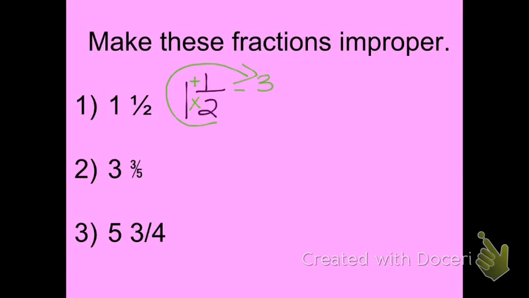That's our top number. How do we get the bottom number? Just bring it over. It stays the same. So 3 over 2. Okay? So 3 over 2 is 1 and 1/2 as an improper fraction.